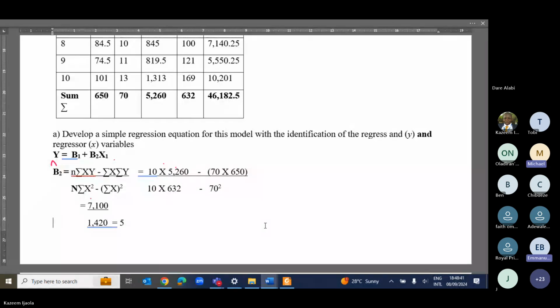So in the next few minutes, I will teach us how to solve it using our calculators alone. With the calculator, you'll be able to get what your beta 1 is. That's your B1, your intercept. You'll be able to get your slope, your beta 2, and you'll be able to get your correlation coefficient, R. And of course, if you square your R, you'll get your R squared.